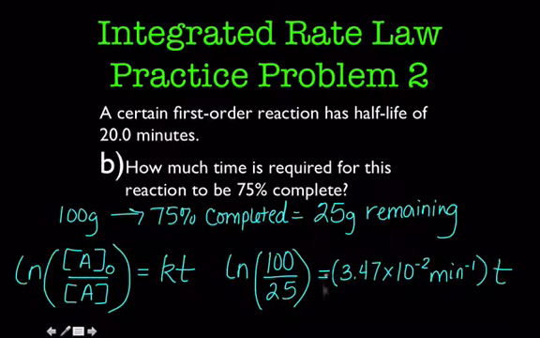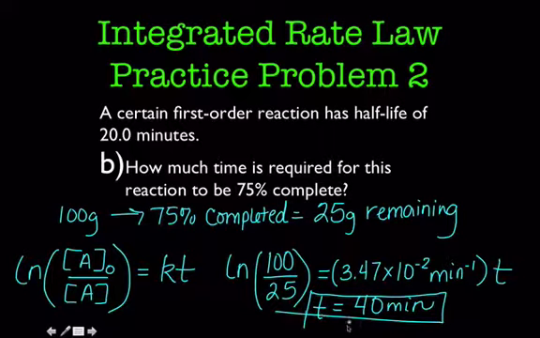So when I do all of this math, I end up finding that it takes about 40 minutes for the reaction to be 75% complete. And that's how you can use those half-life equations to manipulate or to find out concentrations after a set amount of time, how much will I have left, and things like that.